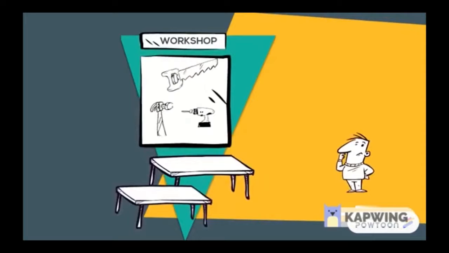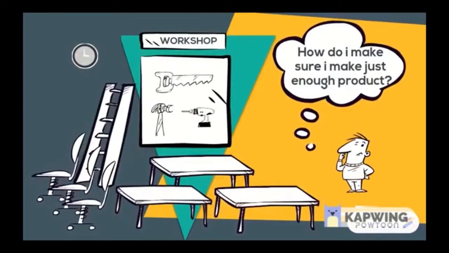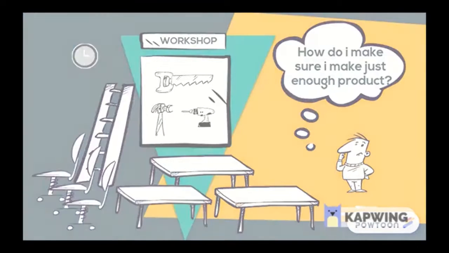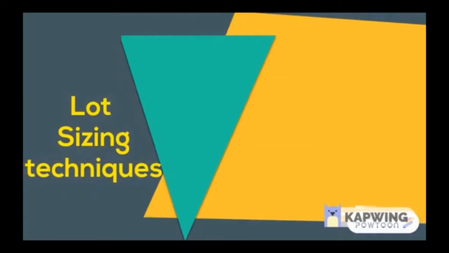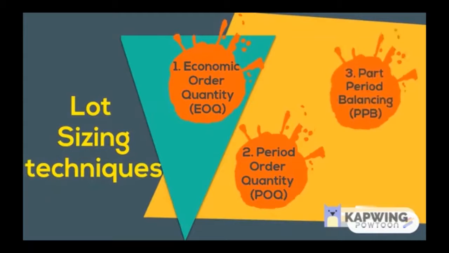For example, Adam owns a business that makes furniture. If he makes too many products, he's stuck with a warehouse of inventory. If he does not make enough product, he won't be able to satisfy his customers. So, how can he make sure that he manufactures just enough product? Well, Adam can solve his problem by applying lot sizing techniques. There are 10 or more lot sizing techniques available, but let's focus on EOQ, POQ, and PBB.